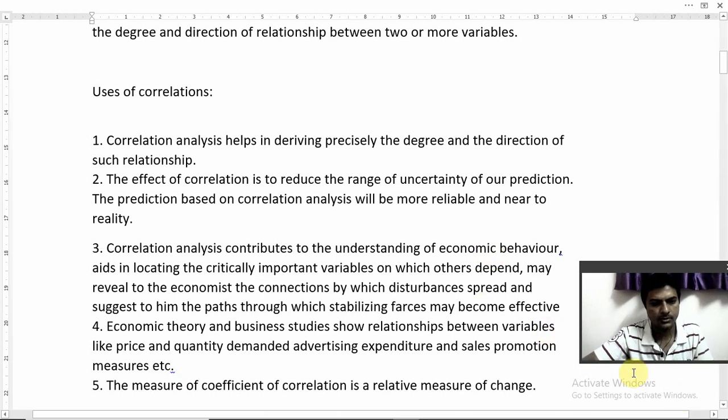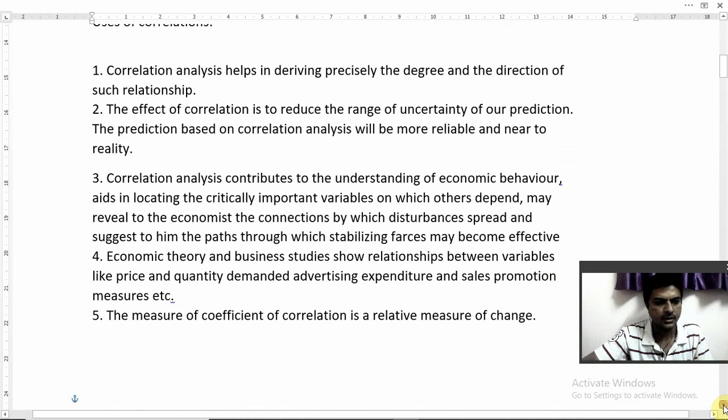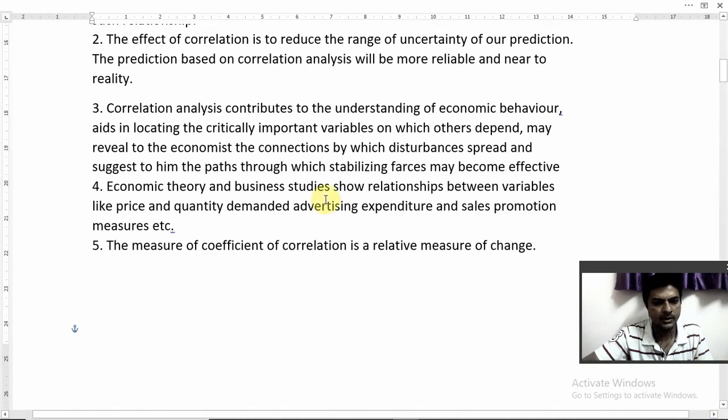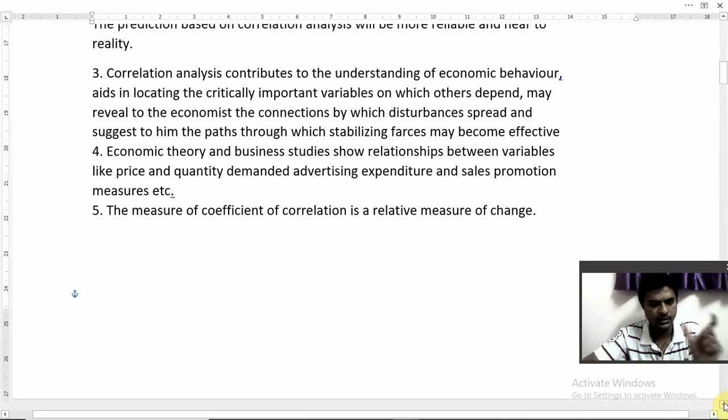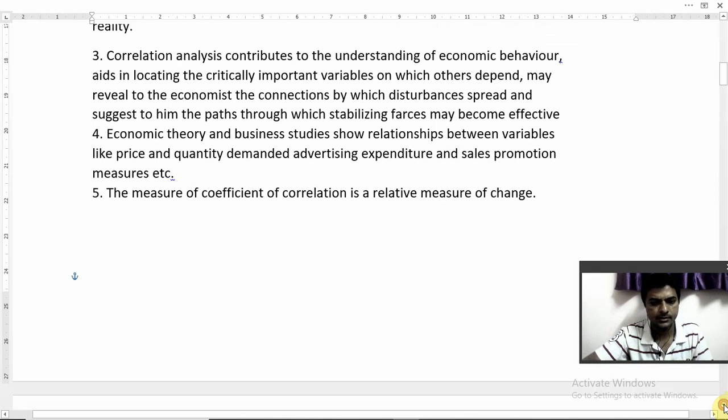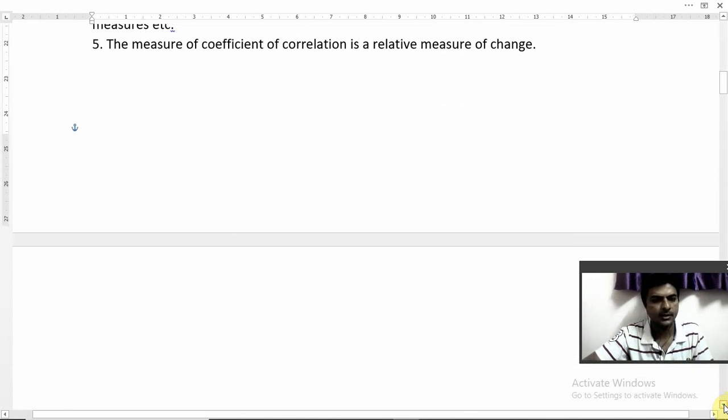So like this you can see there are so many correlation analyses. Economic theory and business studies show relationship between variables like price and quantity demanded, advertising expenditure and sales promotion, etc. The coefficient of correlation is a relative measure of change. Yes friends, very very important. Even stress and strain are measures of changes, and you can see they are correlated. So like this we get a lot of technical and non-technical examples in correlation.